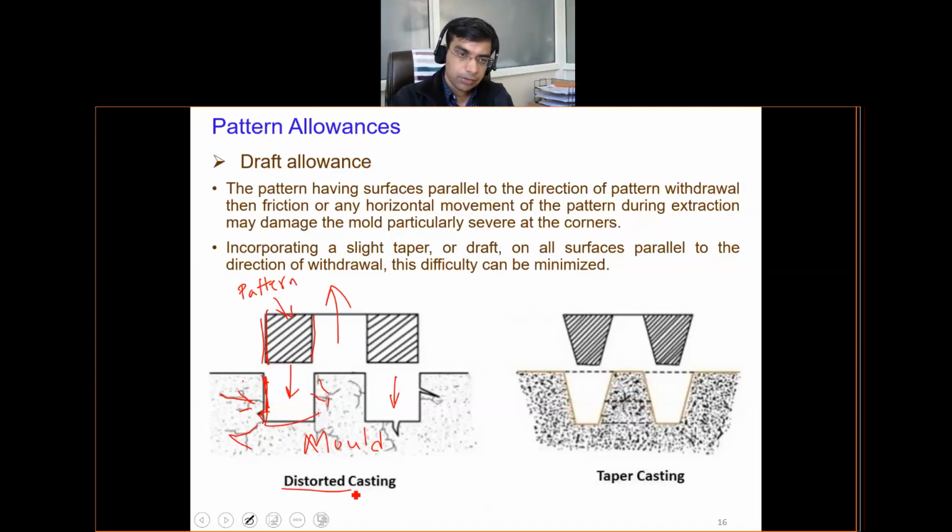So in order to remove this type of problem, what we do is we slightly taper it. This slight taper has been provided, this angle here. This angle is a bit exaggerated, but it is such a small value that it may not even be visible directly. These values may be of the order of 1 to 1.5 degrees. We slightly taper it, and what does it help with? It helps in easy withdrawal of this pattern from the mold. In this case, we won't end up with several cracks or notches in the mold. So this is the draft allowance.